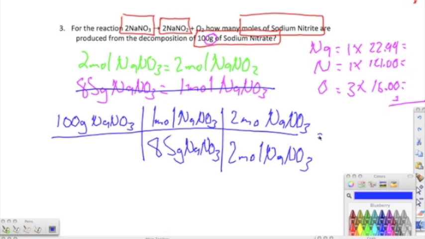And then all we do is we go ahead and multiply the top, multiply the bottom, and we see that we will get right around 1.1765 moles of sodium nitrite.